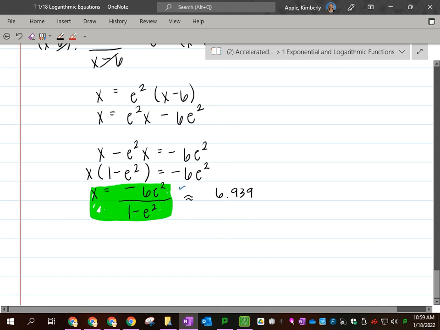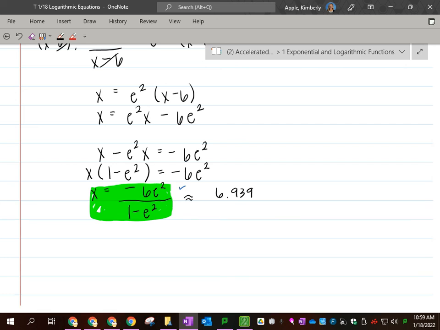But would you rather have plugged in the decimal or that fraction a bunch of times? I'm not trying to plug that fraction in a bunch. That's a pain. Could you, and it would work? Yes, absolutely, if you like pain.